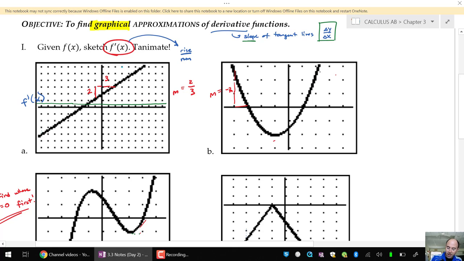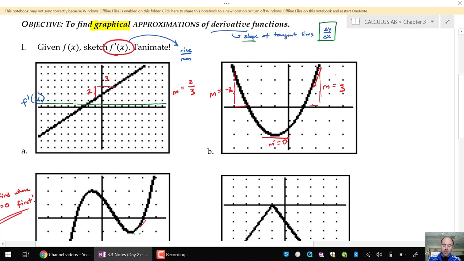So maybe I draw a little tangent line over here, and if I approximate that line, down 1, 2, 3, and over 1, so approximately -3 would be that slope over here. Oh, I'm sorry, +3. +3 on the right-hand side, and then -3 on the left-hand side. And then notice this. Right here at the vertex of the parabola, I have a perfectly horizontal tangent line. And when that happens, horizontal lines have slopes of 0.